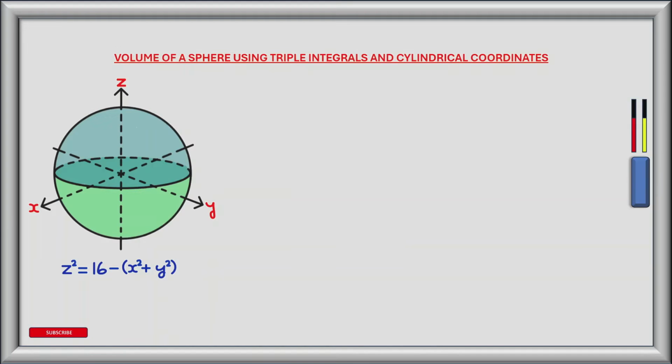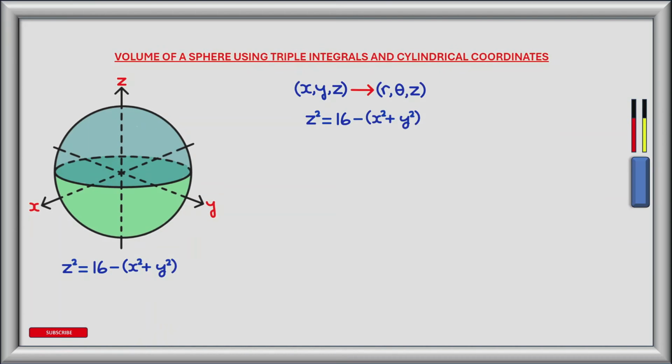Our first step in the process is to convert the Cartesian equation of the sphere into cylindrical coordinates. So we need to convert x, y and z to r, theta and z in the equation that describes our sphere, which is z squared equals 16 minus (x squared plus y squared). To do this, we need to substitute r cos theta for x, r sin theta for y, and z remains the same, so z equals z.